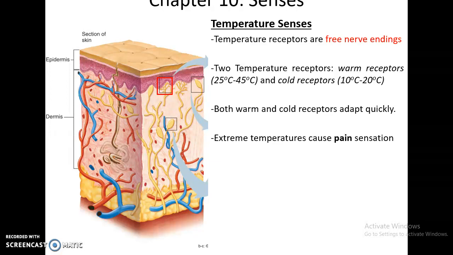However, these are not wrapped around by anything. There are two main kinds, the warm receptors that work from 25 degrees Celsius to 45 degrees Celsius, and the cold receptors from 10 degrees Celsius to 20 degrees Celsius. These are both rapidly adapting, so they will stop sending you information about the temperature rather quickly. And also worth pointing out that extreme temperatures, extremely cold or extremely hot, send the sensation of pain rather than these thermal sensations.